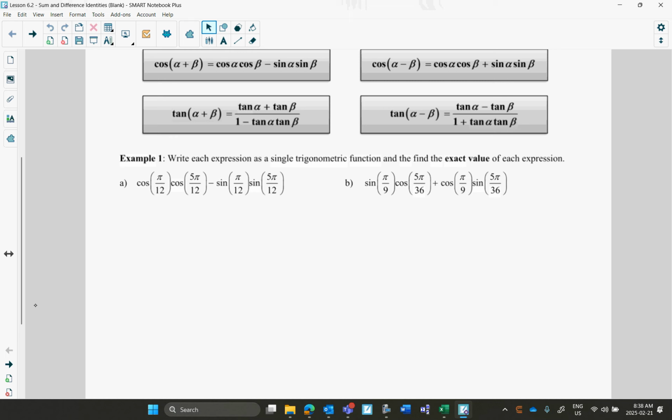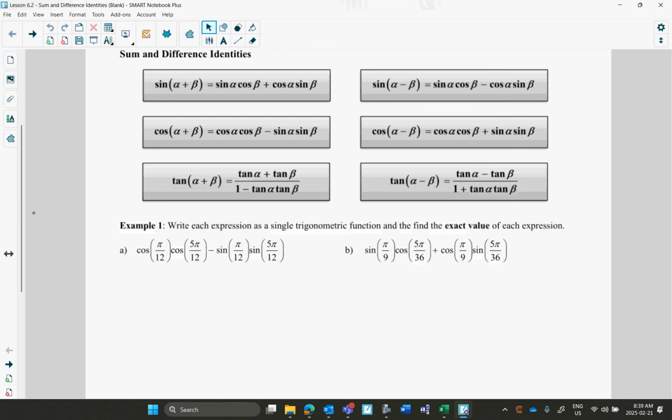So here you're given in A the cosine of pi over 12 times the cosine of 5 pi over 12 minus the sine of pi over 12 times the sine of 5 pi over 12. Well, if these were angles that we're familiar with on the unit circle, that would be pretty straightforward. We would just find them, take the cos of each one here, multiply them together, find those, multiply those together, and then subtract. But pi over 12 and 5 pi over 12 are not common angles on the unit circle, but we can make them one.